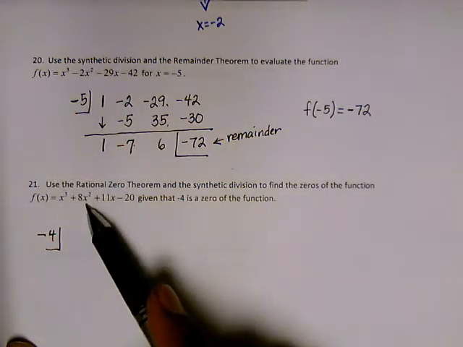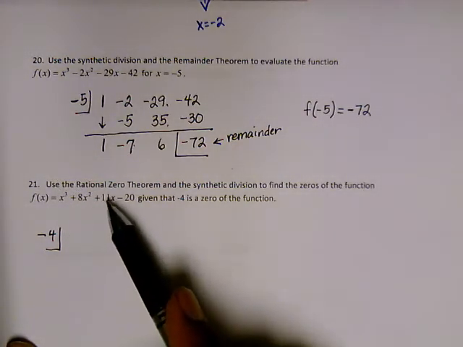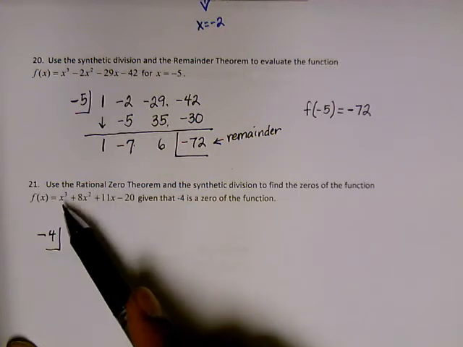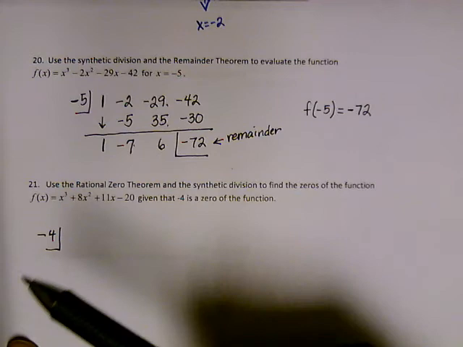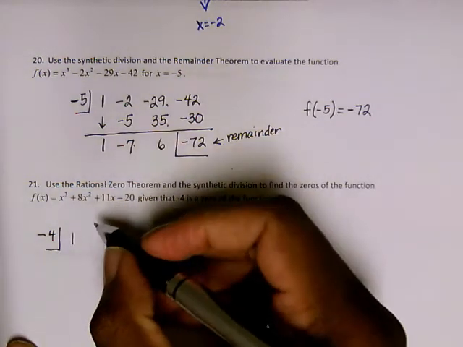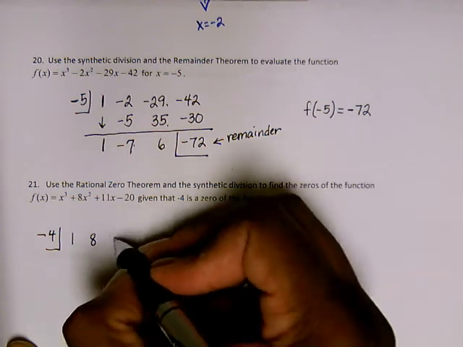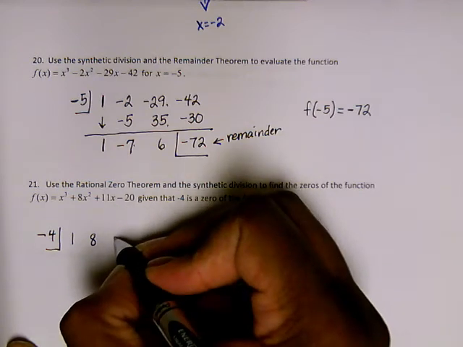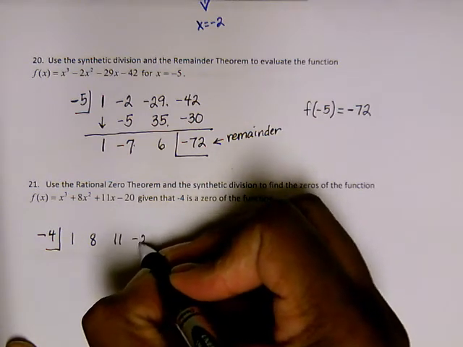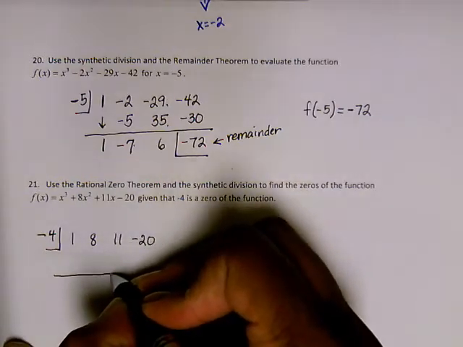Now here we have no missing terms. We got x cubed, x squared, x, and a constant. So we write their numerical coefficients down. For the x cubed, that coefficient is a 1. For the x squared, that coefficient is 8. For the x, its coefficient is 11. And then the constant is negative 20.